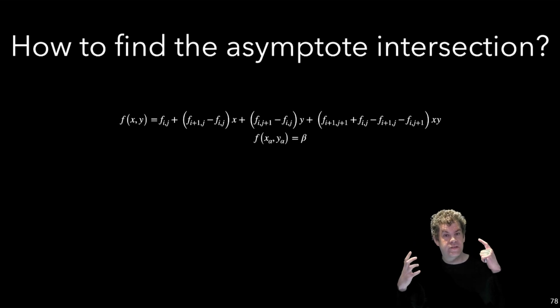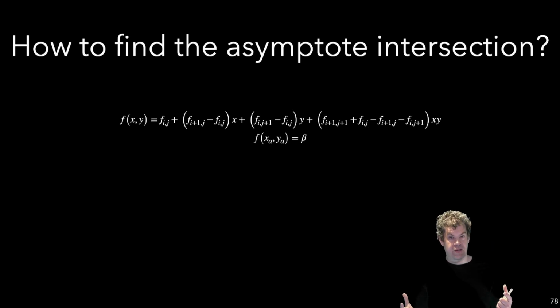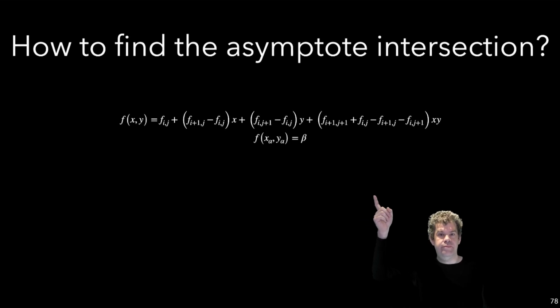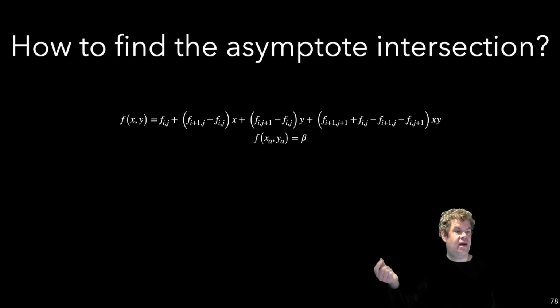But of course, the function is the same, right? It's still a bilinearly interpolated patch. The thing that changes is what is known here. Previously, I knew the value of the iso line. Now I want to know the position of the asymptote intersection, or more precisely, I want to know the value at that position. So now x alpha, y alpha, and beta are unknowns. Previously, they were all knowns, right? x and y were the parameters of our function, and c was the unknown.